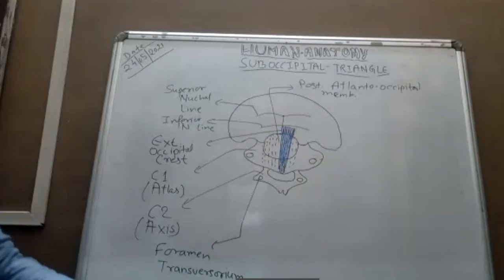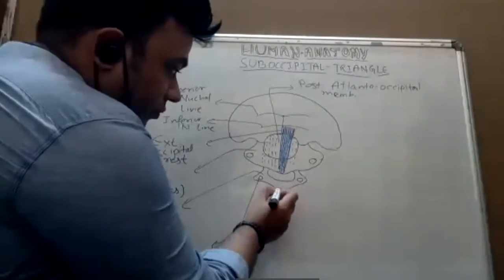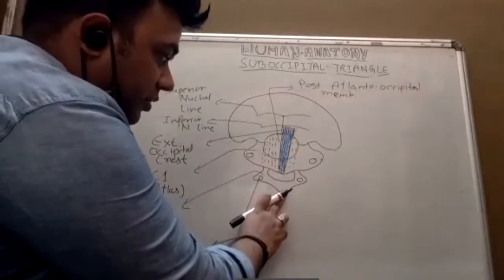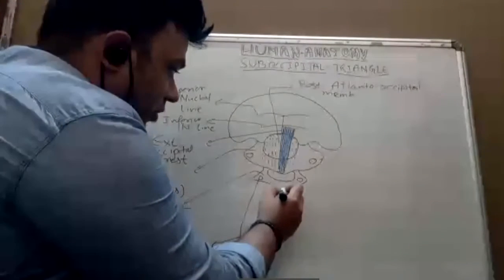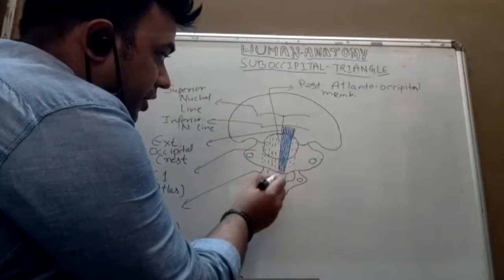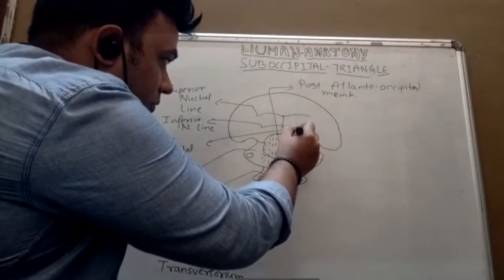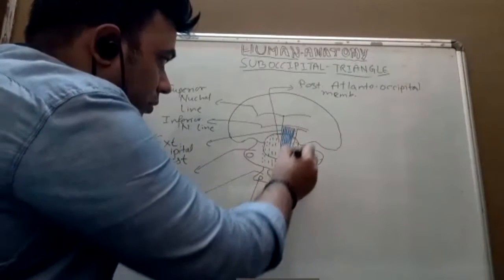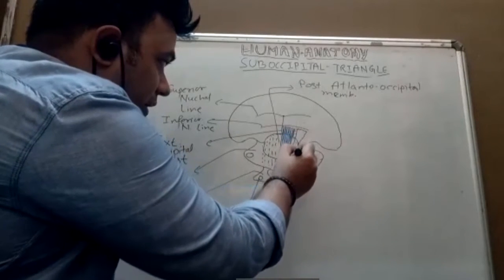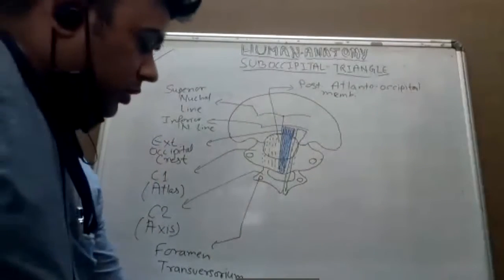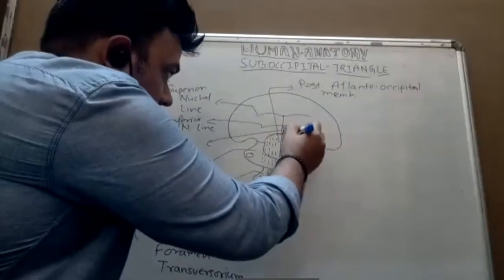The other muscle arising from the posterior spine of the second cervical vertebra, that is axis, arising from here, running lateral to this previous muscle I have drawn and inserting to this lower lateral region of the occipital bone.